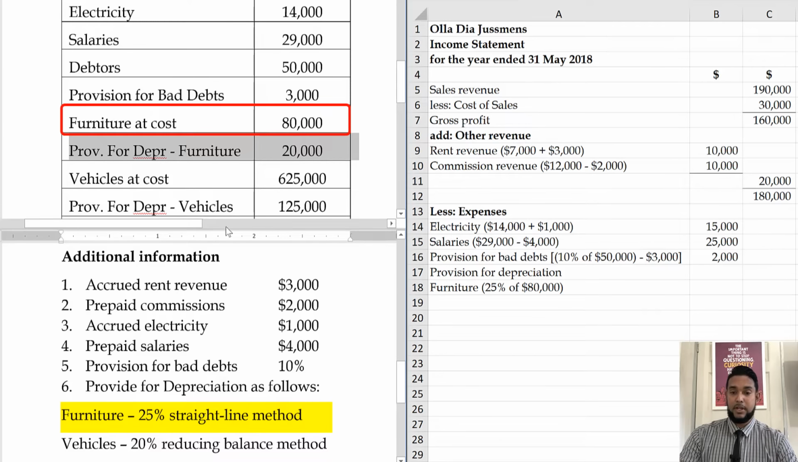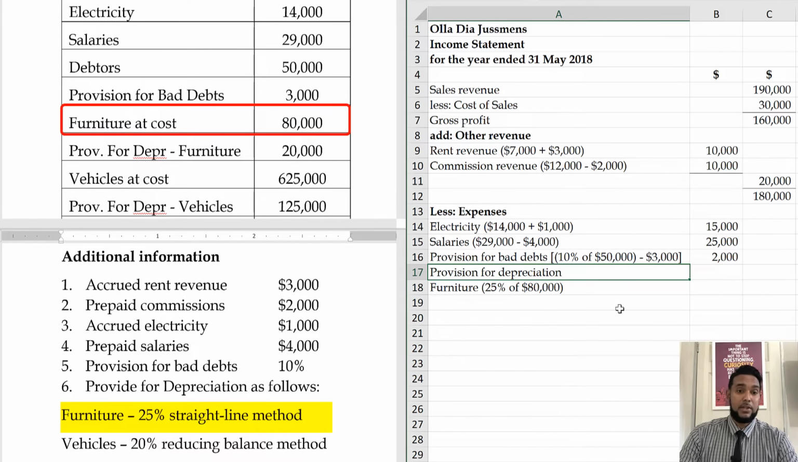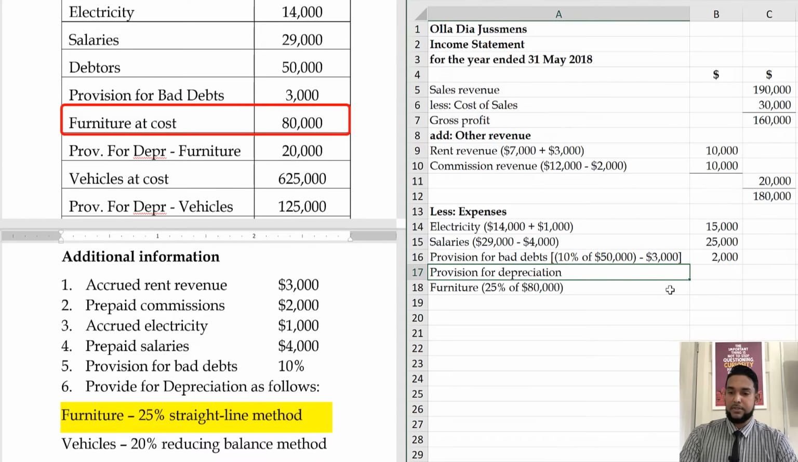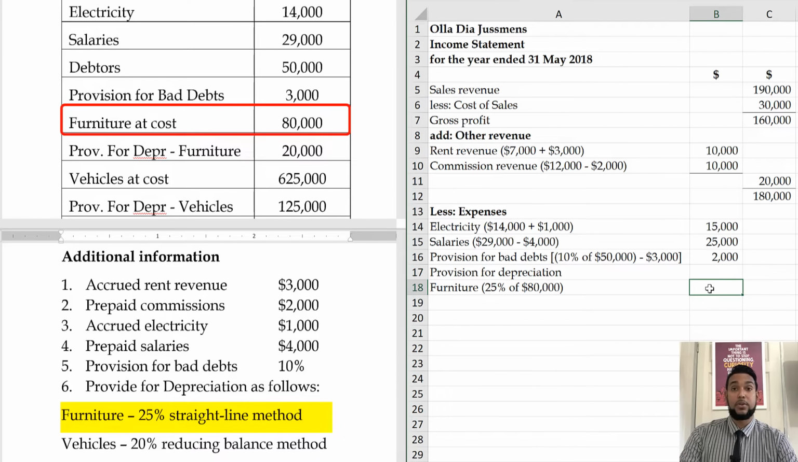Sometimes in the questions they'll put, like how I have across here, provision for depreciation and then list the assets below. Sometimes they do that with the provision for depreciation in the information, especially if it's a trial balance. And a lot of times people mistake that figure for the cost of the asset. So please be careful when you are reading. If it is a trial balance, the asset balance will always be in the debit column because assets have debit balances. The provision will be in the credit column. So let's take a look now. 25% is a quarter of 80, which is 20,000, I believe.